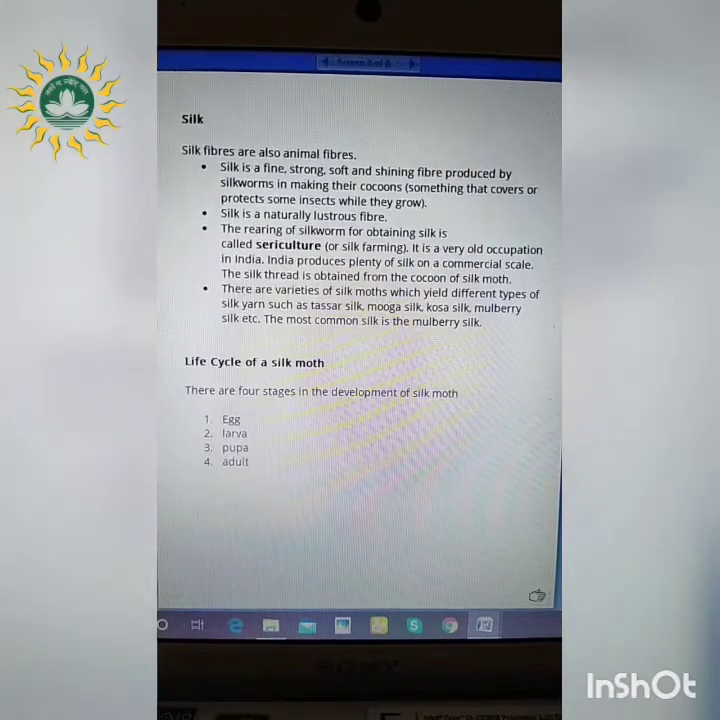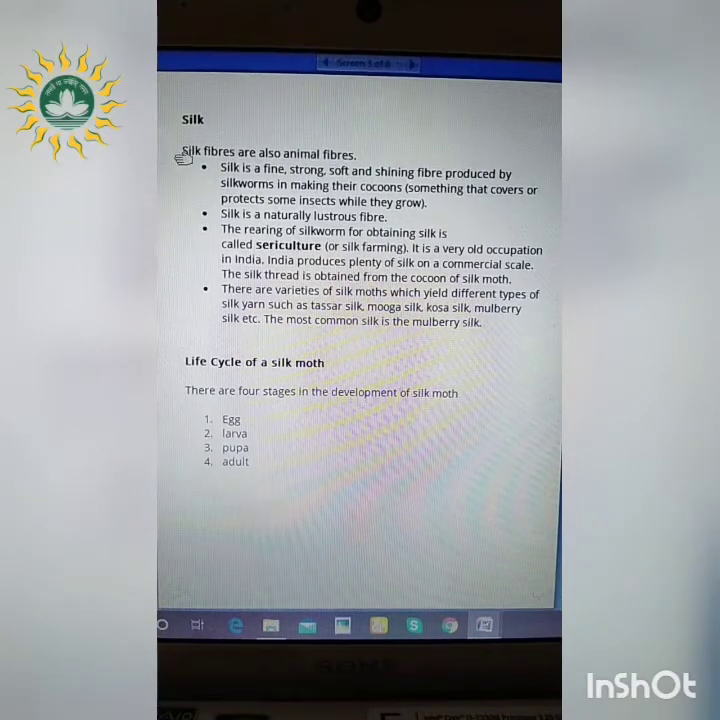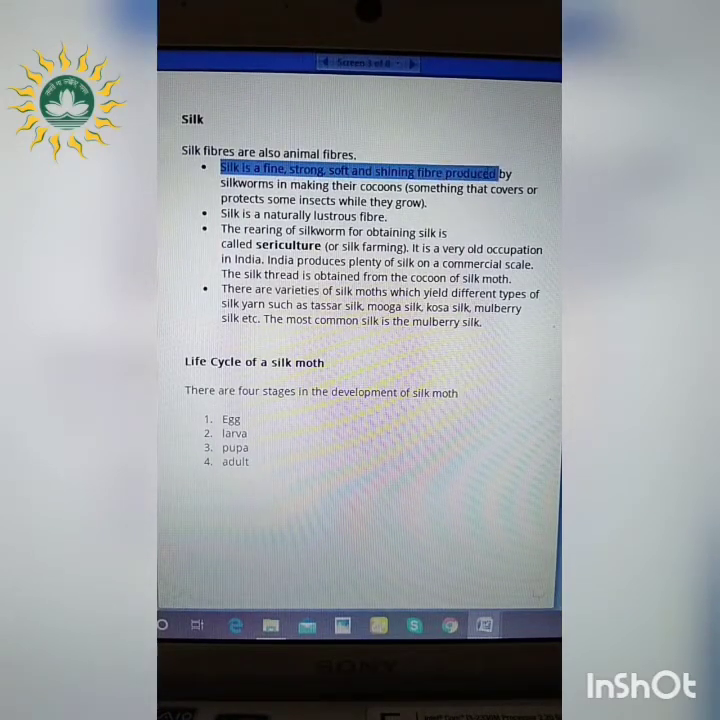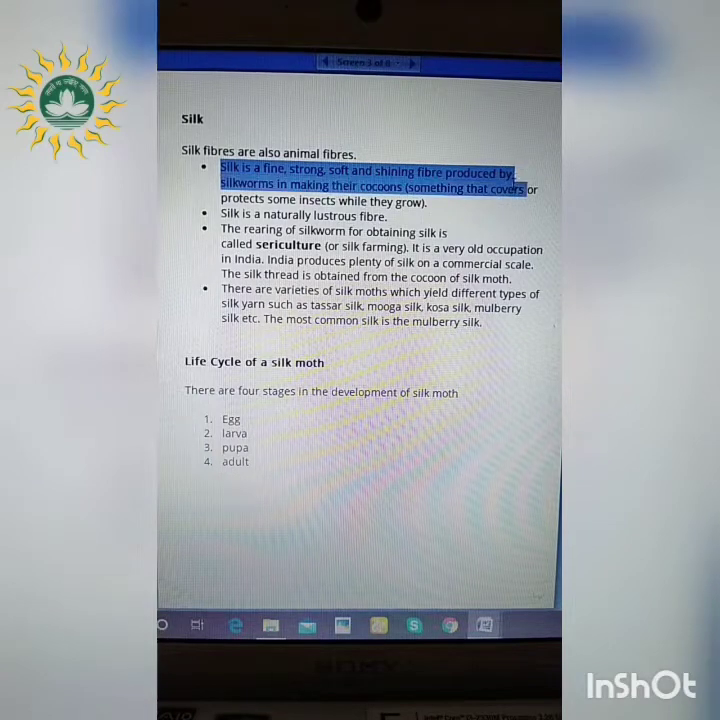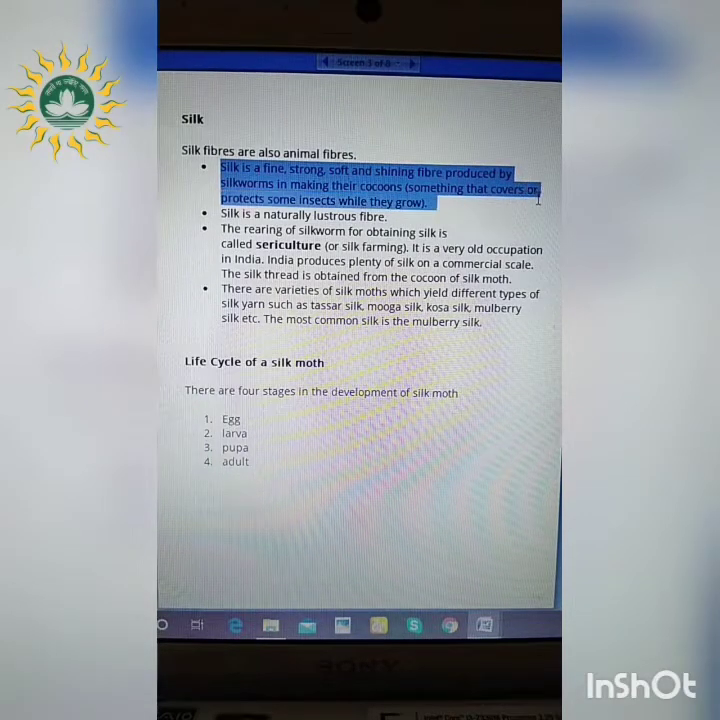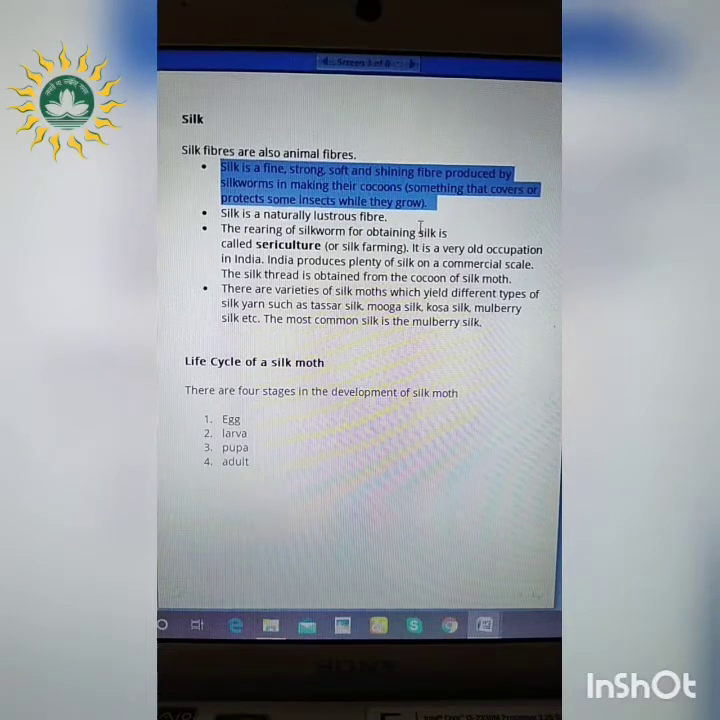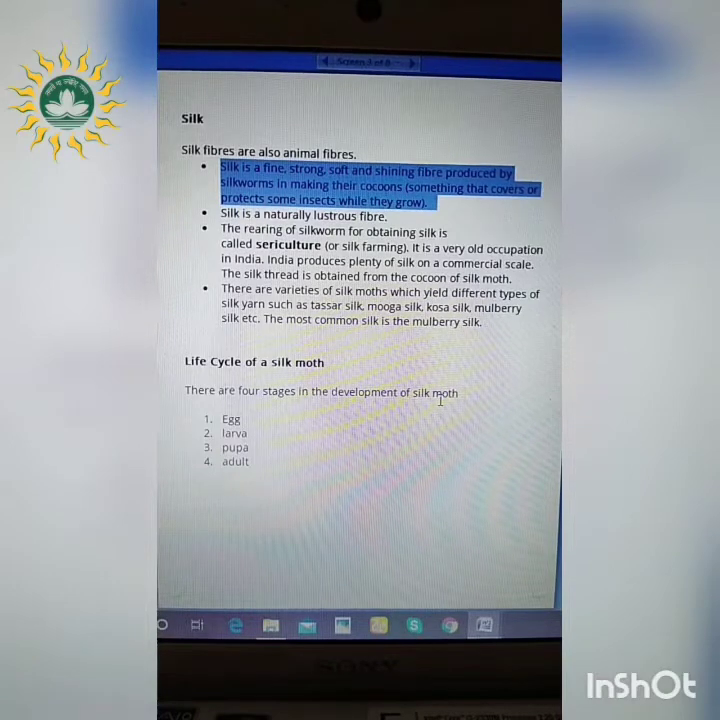So next one, we'll move on to another natural fiber, that is silk. Silk is also an animal fiber, right? So this silk, it is what? Firstly, it is a fine, strong, soft, shining fiber produced by silkworms in making their cocoons. Cocoon is something that covers or protects some insects while they grow, right? We will come to that point when we move to the life cycle of a silk moth.